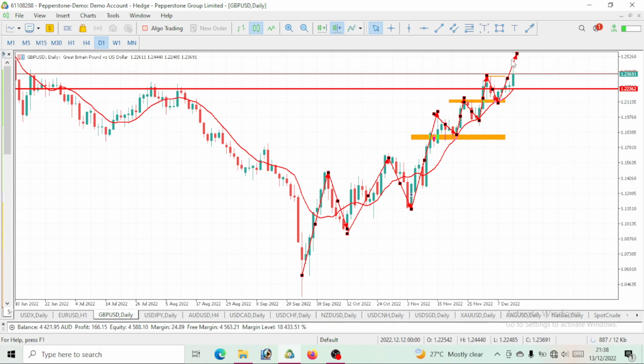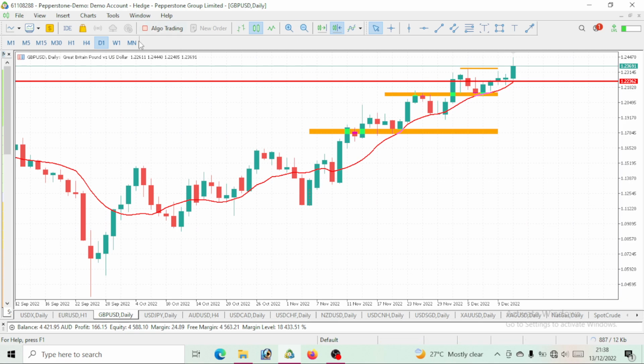So for the 14th, let us see if GBP USD will actually give us a bullish move. As you can see the trend is bullish, and the price is still trading above our 10 period moving average. So we should be expecting our price to open and close bullish for the next day. GBP USD on the daily time frame, we still speculate a bullish move.